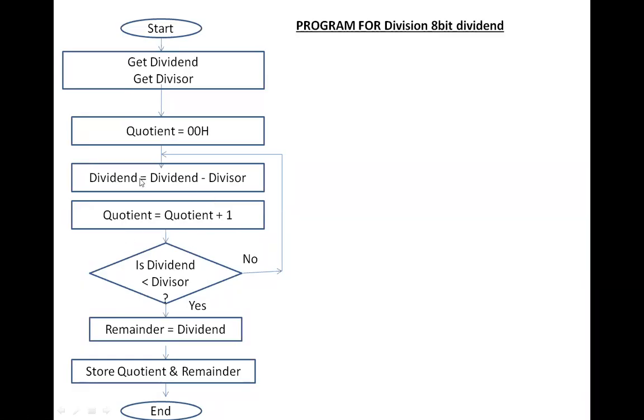Now, after the dividend is subtracted by the divisor, the dividend will be reduced. So at a time may come when we have to check whether the dividend has become less than the divisor. If it is not so, we will continue this process. But once the dividend value has become less than the divisor, whatever the value of the dividend is, that will be called the remainder, and we will store the quotient and the remainder into a certain memory location in the form of a result. So let us go for the program.